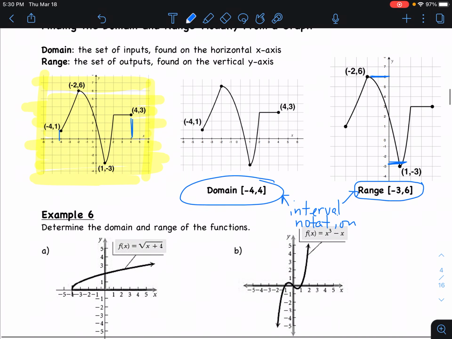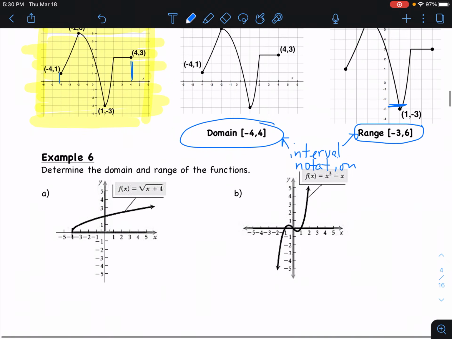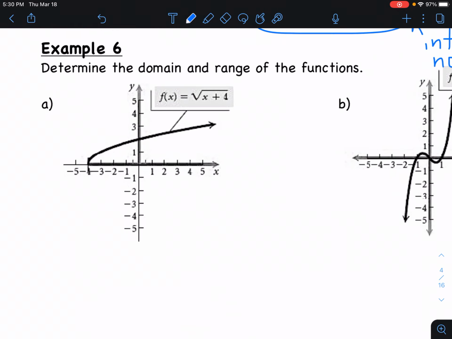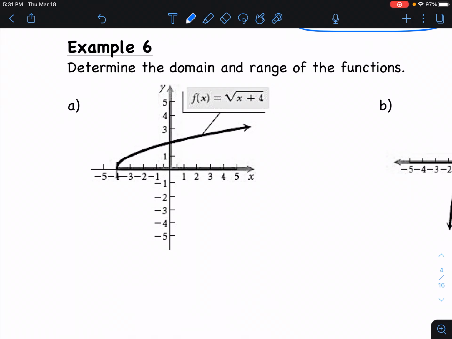So I'll show you the instance shortly of when we would use parentheses. So example 6, I'm going to determine the domain and range of the functions. Let's just put D for domain and R for range. So the domain is from -4 to the left. How far left does it go? -4. And how far right does it go? It's going to the right forever. So that means to infinity. And infinity is when you use parentheses.